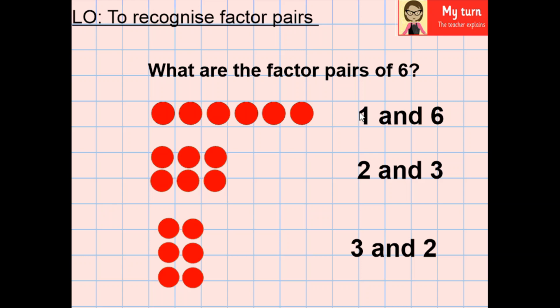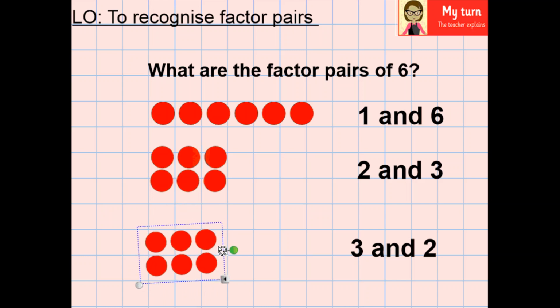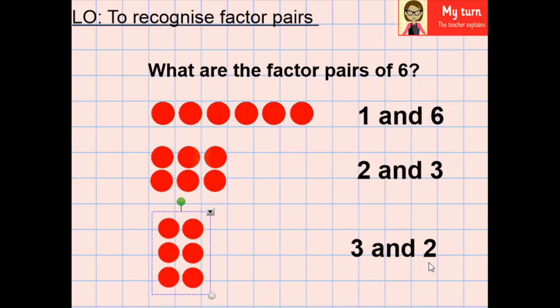However, if we think about what we've just found, we've already found a 3 and a 2. And so we would call that a repeat. And so actually the factor pairs of 6 would simply be 1 and 6 and 2 and 3. Because when we look at this, if I turn that array round, that is the same as the array here. So we've used 3 and 2 already. So we can say that there are 4 factors of 6, and there are 2 factor pairs, because we know a pair is 2. So 1 and 6 and 2 and 3.